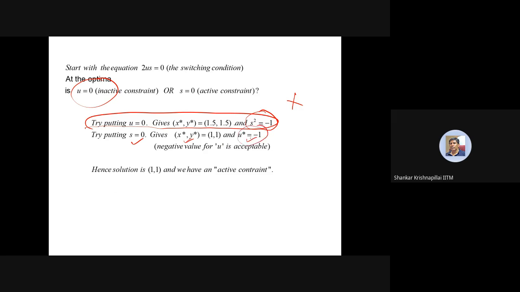So a negative value of u is okay because, as we said earlier, it matches the rate of change of the objective function with respect to unit change in the constraint boundary. So a negative value of u is okay, and this x star, y star is also satisfying the constraint. So the correct answer is s is equal to 0. So this is the switching condition. So we have an active constraint.